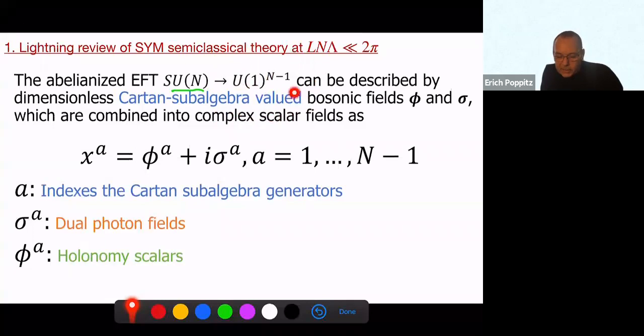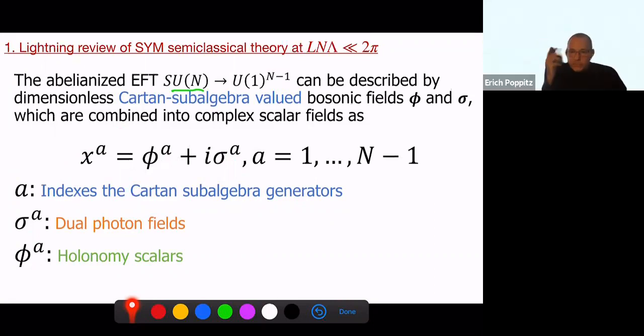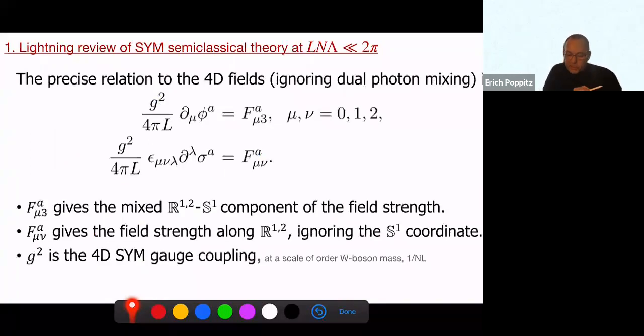The bosons are as follows. You can dualize the N-1 photons into dual photon fields. These are bosons, and together with the Cartan component of the holonomy, they form a complex field. This is the lowest component of a chiral superfield in 3 dimensions. So the dual photon together with the Cartan value of the holonomy. So it's the equivalent of a complex scalar, right? Absolutely, yes.